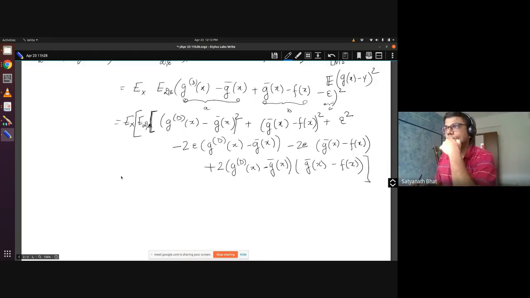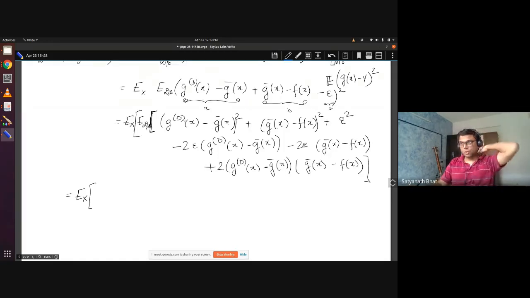Now we will try to open the expectation. First term, second term, third term, right? So we will write it as expected value over x that we will keep. GD minus G bar. G bar is like your average, and GD is your random variable. Random variable minus average whole squared. What is that?